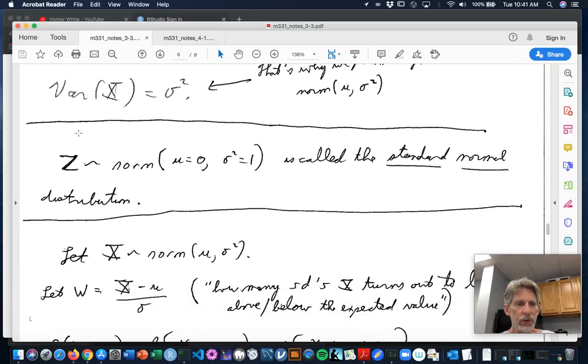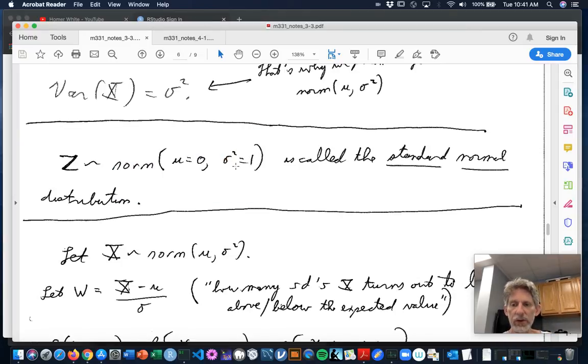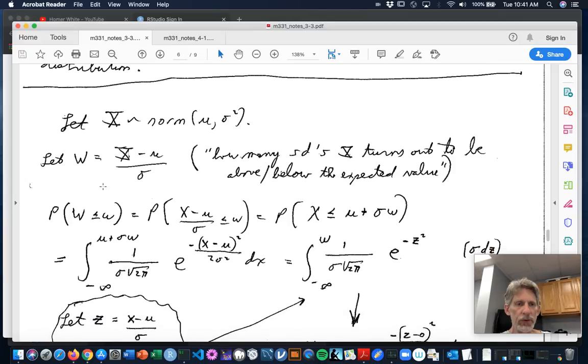Now, there's a special normal random variable. The one whose mean is 0 and whose variance is 1 is called the standard normal distribution. We often say capital Z for short. And I want to show you something interesting.